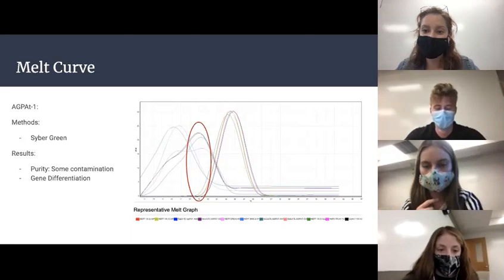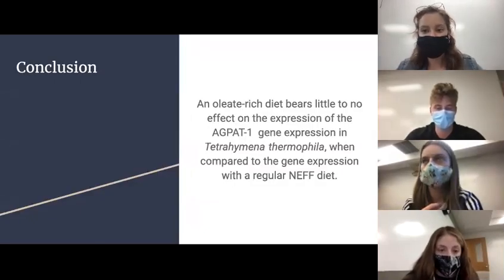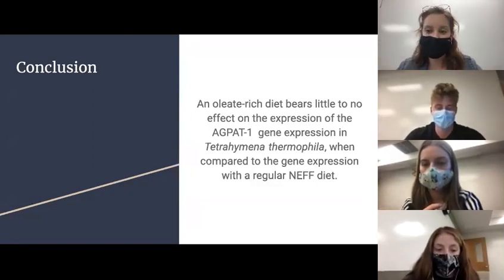It was also very easy to have gene differentiation, and each of the three obvious respective humps were correlated to their own genes. So AGPAT was in the middle with that 76 to 80 degree range. So our conclusion: an oleate-rich diet bears little to no impact on the expression of the AGPAT1 gene in Tetrahymena thermophila when compared to gene expression with a regular NEF diet.